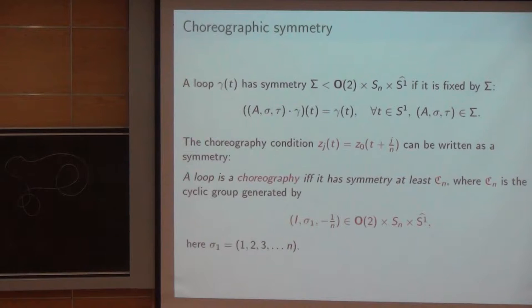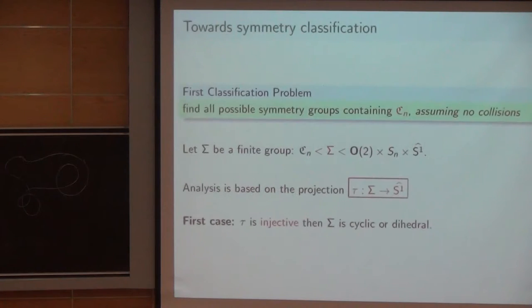Now I want to know what other symmetries it can have, so some bigger group. This is the classification problem: finding all symmetry groups that contain this cyclic choreography group, Cn, assuming no collisions. Sigma is some group, and I'm going to assume it's finite. We could also have an infinite group, which would be the full circle group, and that's just n particles equally spaced around a circle rotating. I consider that case understood, finished, dealt with. So sigma is now finite.